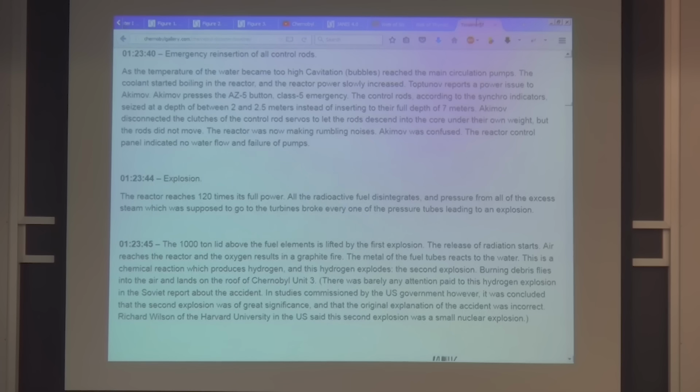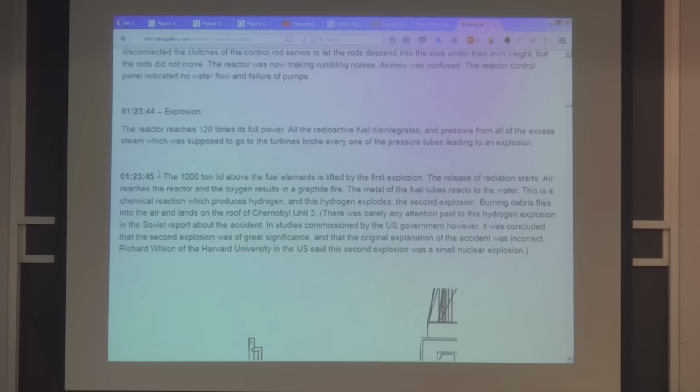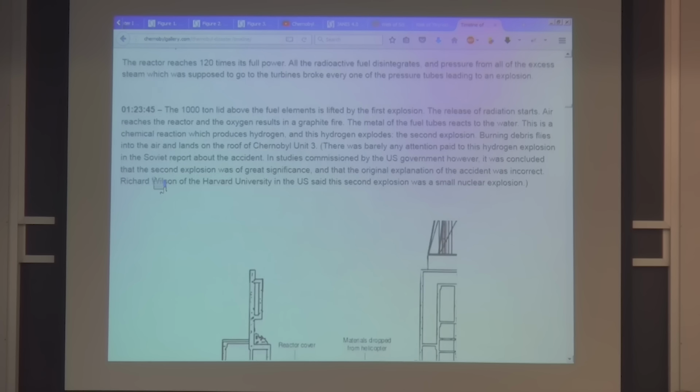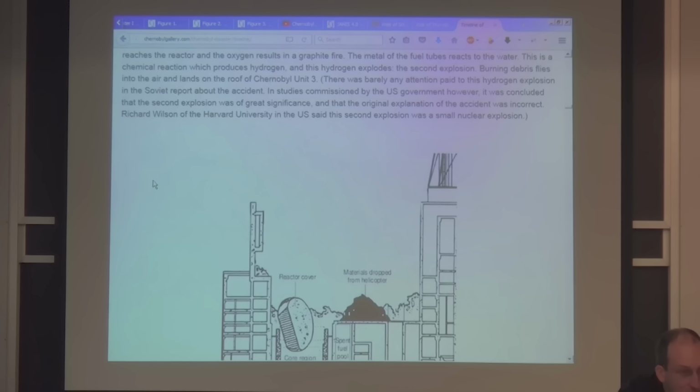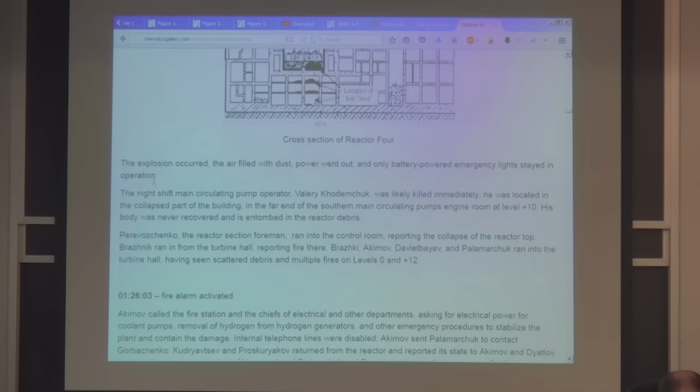And if we go back to the timeline on the second level, control rods inserted at 1:23 and 40 seconds, explosion 4 seconds later, to 120 times full power, getting towards a terawatt or so. 1 second later, the 1,000-ton lid launches off from the first explosion. Very shortly after that, second explosion. And that happened because of this reaction.